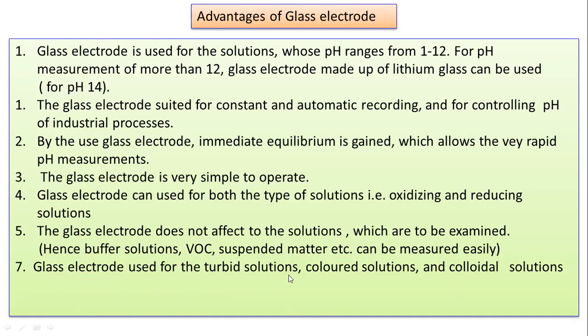So what are the kinds of solutions? There are different types of solutions which are turbid in nature, then there are colorful solutions as well as colloidal suspended particles present in the solutions. All these types of solutions can be measured with the help of the glass electrode. So these are the several advantages of the glass electrode. It is well suited for a maximum range of solutions. That is the good advantage of the glass electrode.